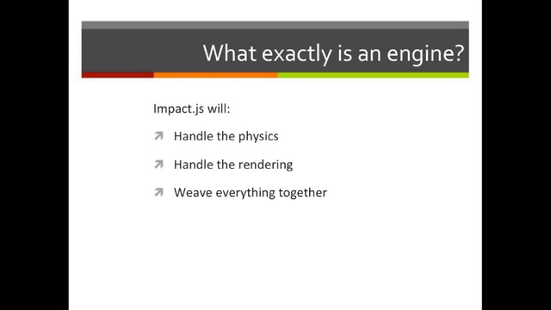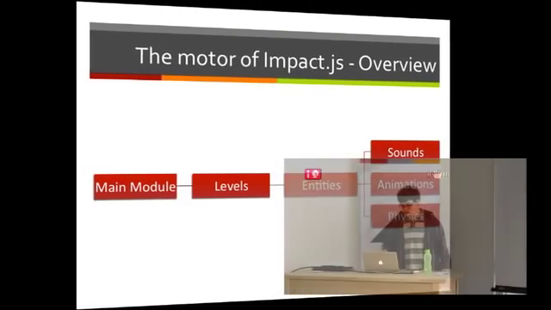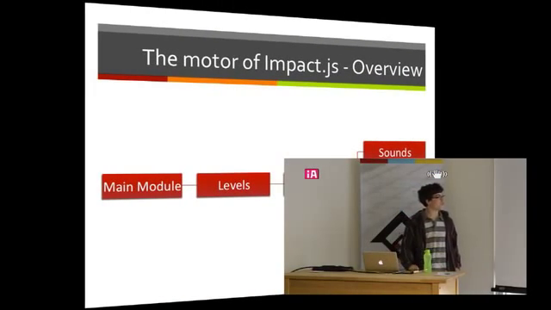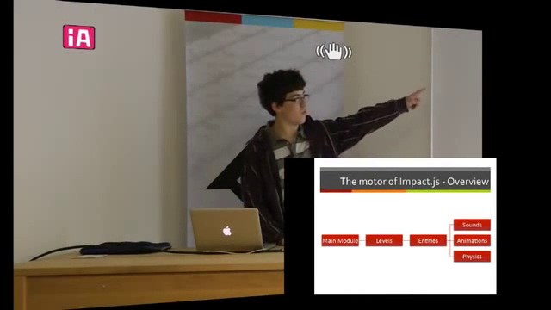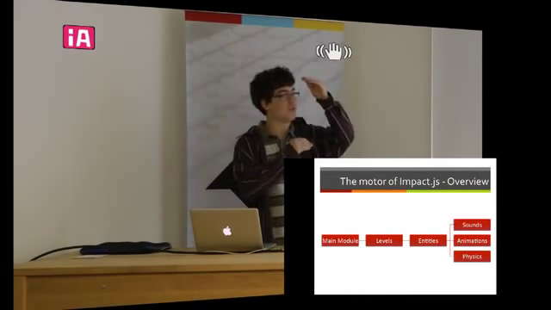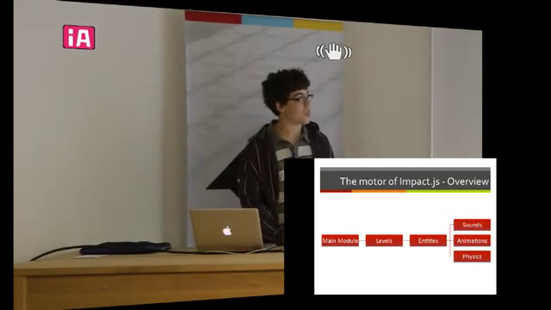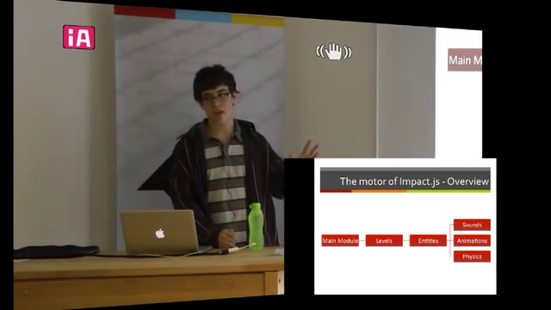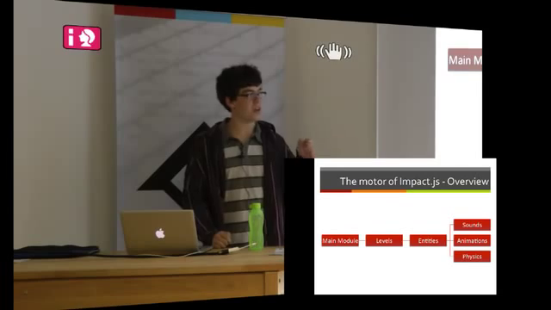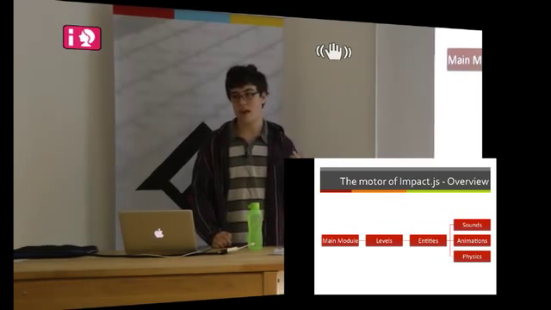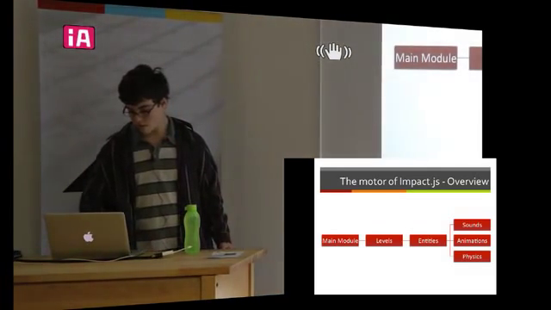So the motor of Impact.js. This is an overview of how it works. You have your main module, which is your main, as some people might say, your main class. And this class loads levels. And these levels contain entities, which can have sounds, they can have animation, and they have physical properties. So the main module is where the basic game attributes are defined. One of the most common game attributes which will be defined here is gravity. So you define a gravity in pixels per second, which I'll talk about later.